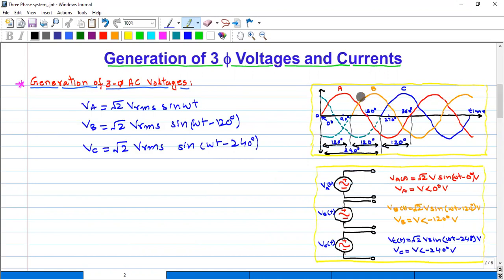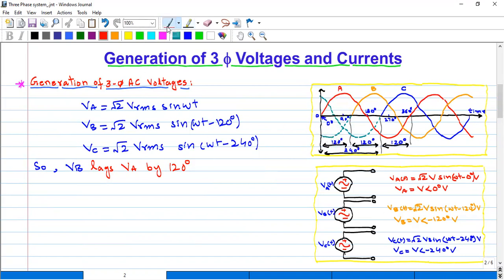So as you can see here in this figure, VB lags VA by 90 degree. The voltage of phase B, VB, lags the voltage of phase A by 120 degree. As you can see here in this figure, the voltage of phase B basically lags the voltage of phase A by 120 degree.